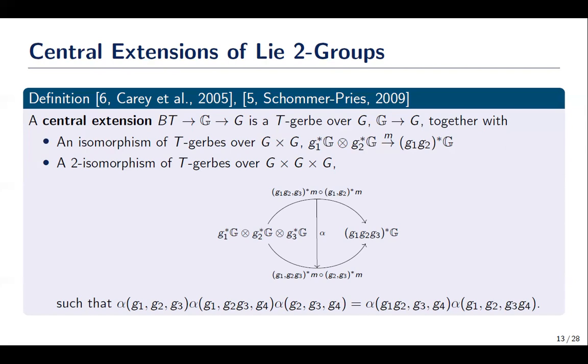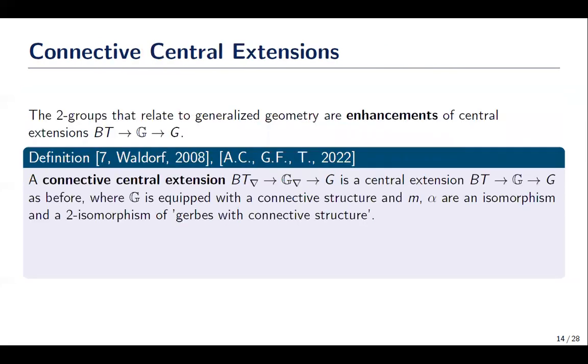And as I said, this is all related to generalized geometry, but there's a subtlety here, and it's that the kind of 2-groups that really matter in generalized geometry are enhancements of these central extensions. And they are what I'm going to call connective central extensions. So if my central extension is given by a Ger, an isomorphism of Gers, and a 2-isomorphism of Gers, I am just going to require that this Ger has a connective structure. The isomorphism is an isomorphism of Gers with connective structure, and the 2-isomorphism is a 2-isomorphism of Gers with connective structure.